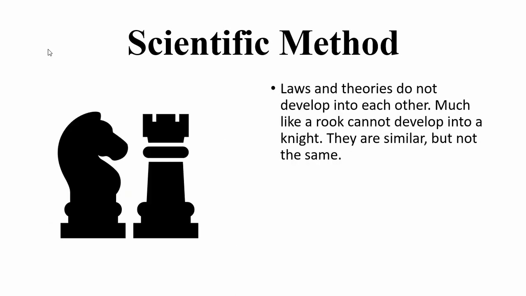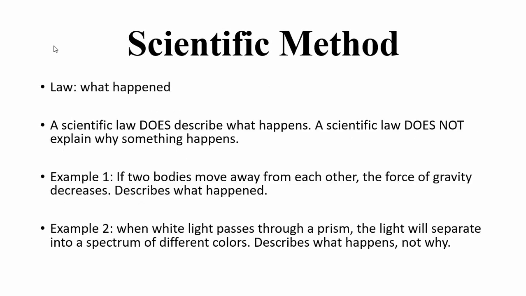Laws and theories are similar, but they are not the same. One does not get promoted into the other, much like a rook cannot develop into a knight. A rook is a rook, and a knight is a knight. Scientific laws describe what happens. Scientific law does not explain why something happened. An example would be if two bodies move away from each other, the force of gravity decreases. This describes what will happen, not why it happened.